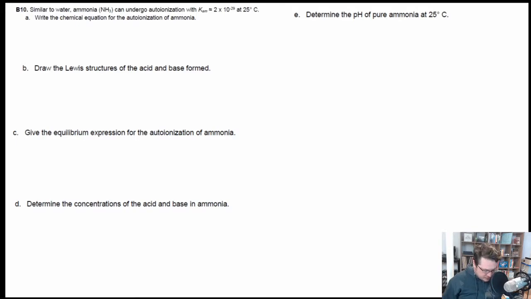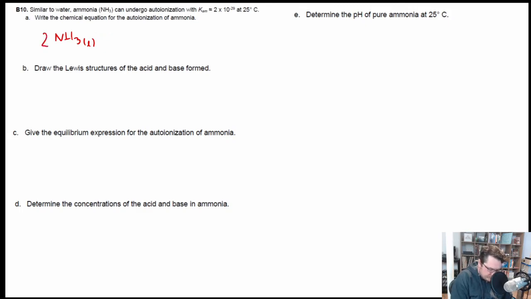If we look at ammonia, it's NH3, and it's a liquid. You can imagine that because it has 3 hydrogens and a lone pair, it could undergo autoionization, where one of the ammonias donates one of its protons, one of its hydrogen atoms, over to a different one, and forms NH4 plus, so ammonium, but it also forms NH2 minus, so the amide.